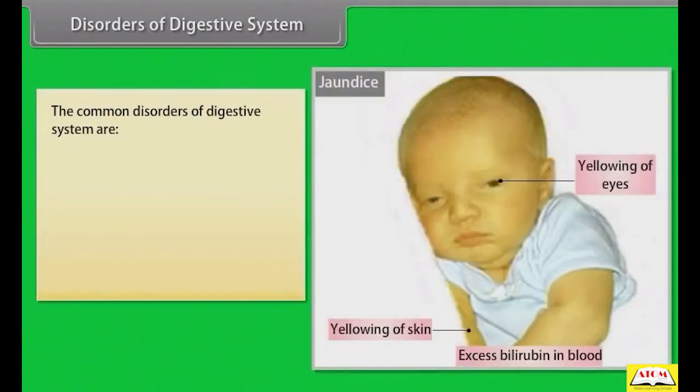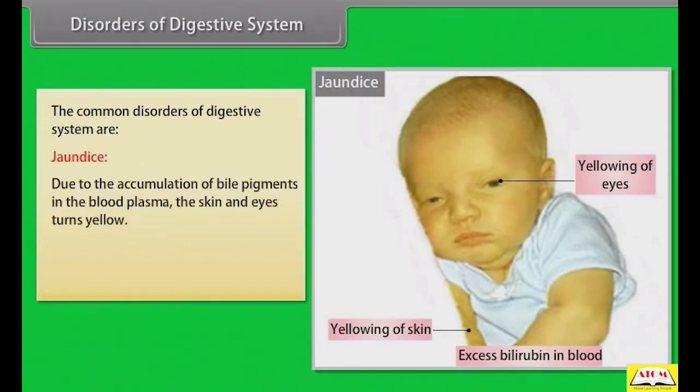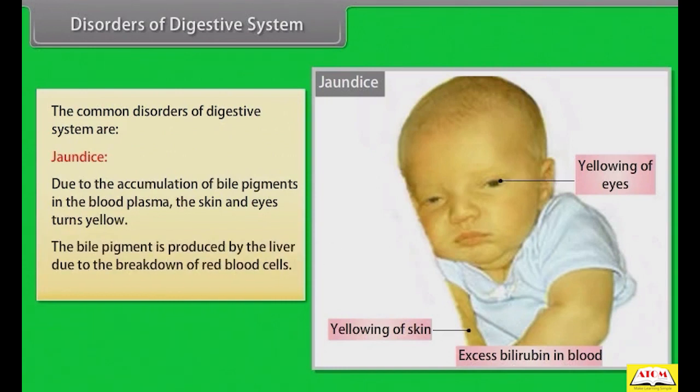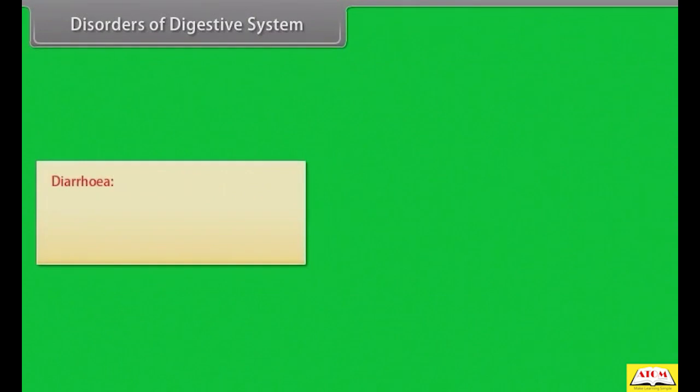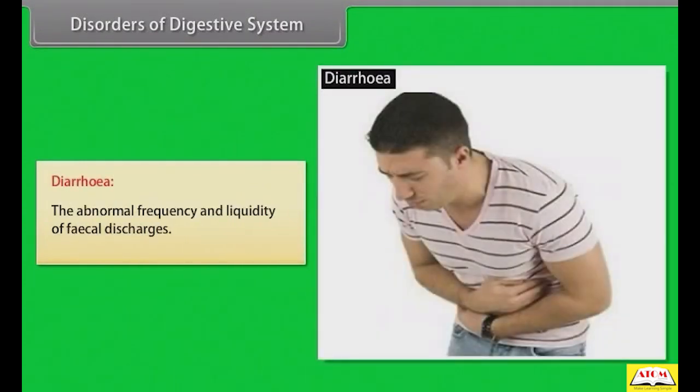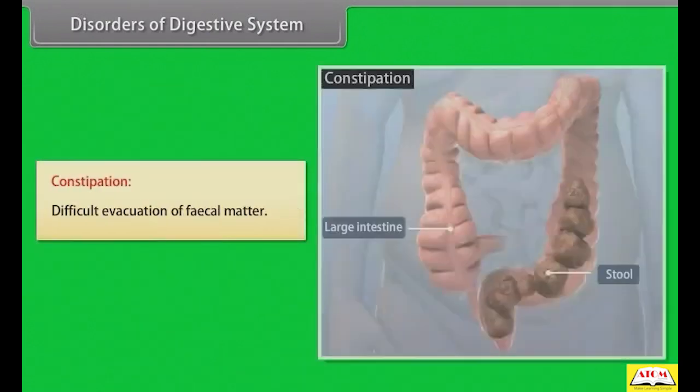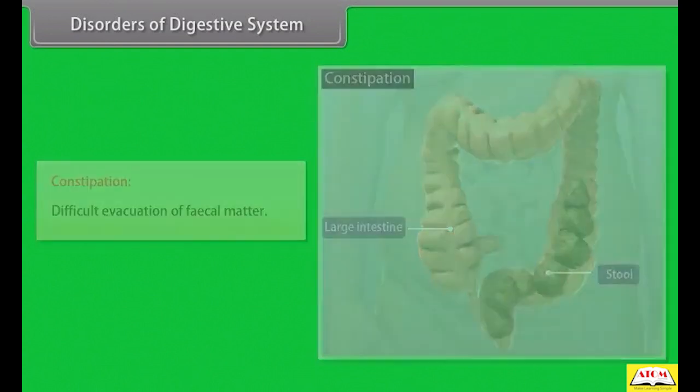Disorders of the digestive system. The common disorders of the digestive system are jaundice, due to the accumulation of bile pigments in the blood plasma, in which the skin and eyes turn yellow. The bile pigment is produced by the liver due to the breakdown of red blood cells. Vomiting, the ejection of the contents of the stomach through the mouth. Diarrhea, the abnormal frequency and liquidity of fecal discharges. Constipation, difficult evacuation of fecal matter.